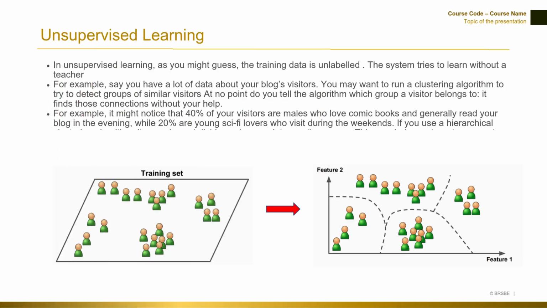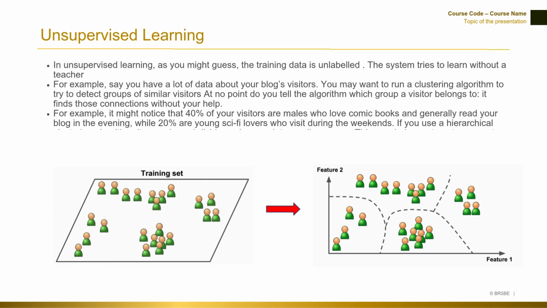Next is unsupervised learning. Unsupervised learning involves training an algorithm on data without labeled responses. The model tries to learn the underlying structure of the data. Imagine you have a lot of data about your blog's visitors, such as their activity times and preferences, but no labels indicating their specific categories.